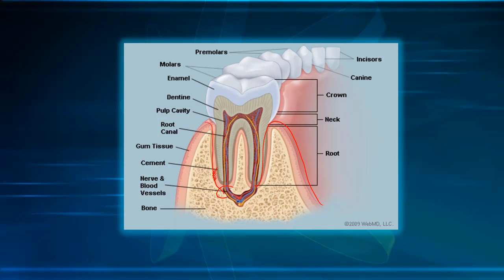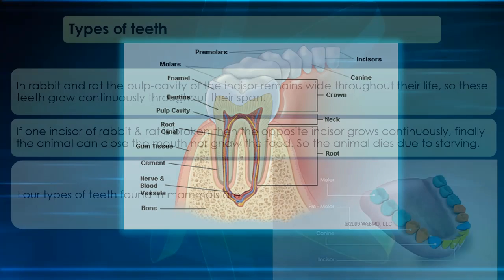This is the apical foramen. The nerves and blood vessels enter from here. This part is pulp, this part is dentine, and this part is enamel. This is the pulp cavity, the whole pulp cavity. You can see the pulp cavity. The rest everything is understood.